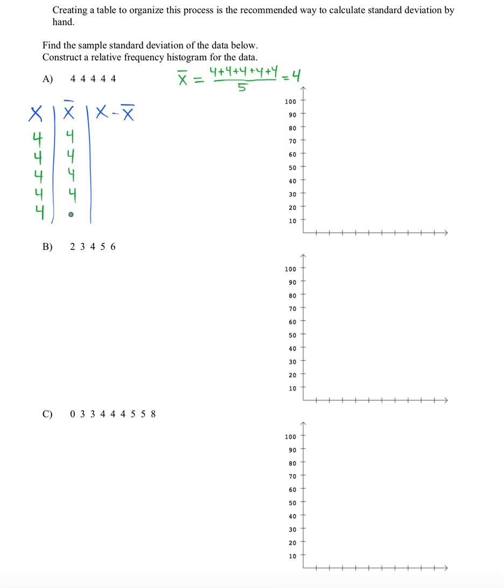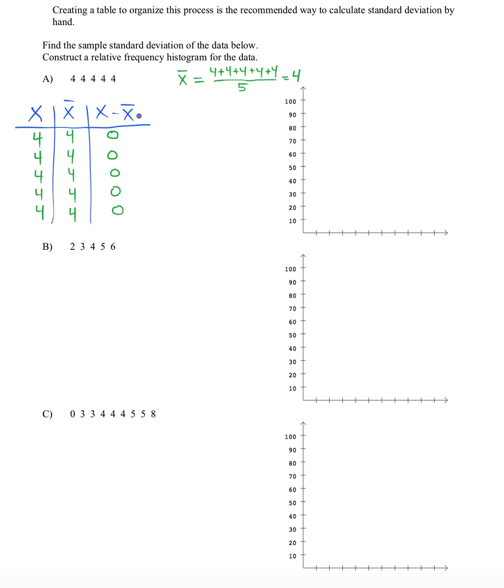Now the mean just gets repeated in every row. Now we subtract straight across. So 4 minus 4 makes 0. 4 minus 4 makes 0. And we just keep going like that. This is actually an easy one to do. It's easy because all the deviations are 0.